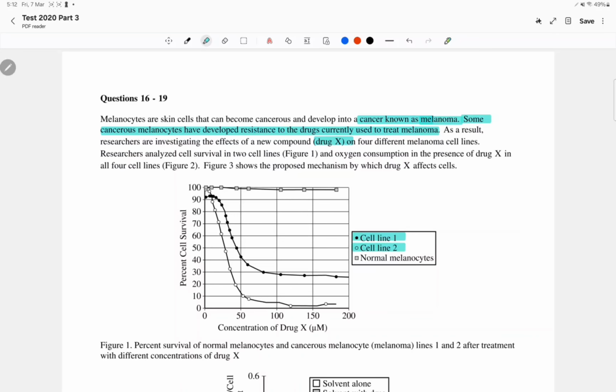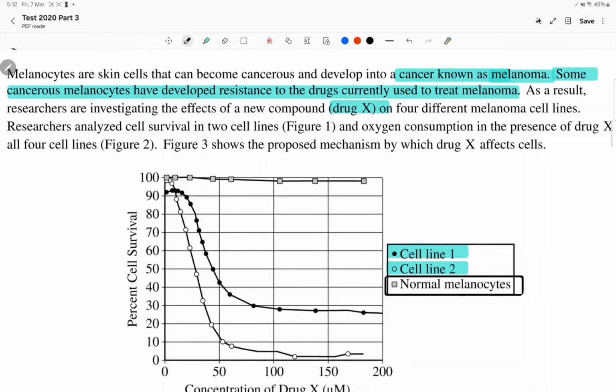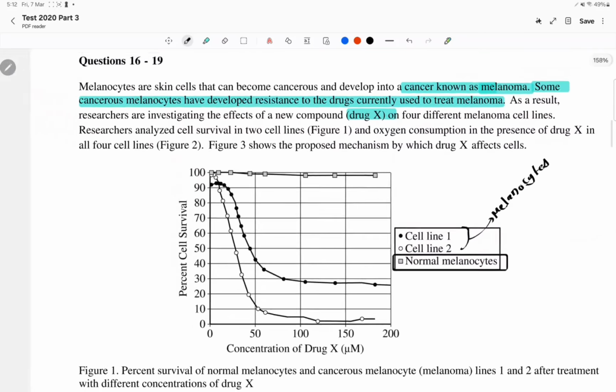Okay. So guys, does drug X kill normal non-cancerous cells? No, because they stay flat at 100%, almost 100% survival. But does it kill melanocytes? Yes, it does. What does it do? It kills cancer cells. It kills cell line 1 and 2. You see how they're dropping? Which one is dropping faster? The first one. No, second. Cell line 2 is dropping faster, correct? Very good.